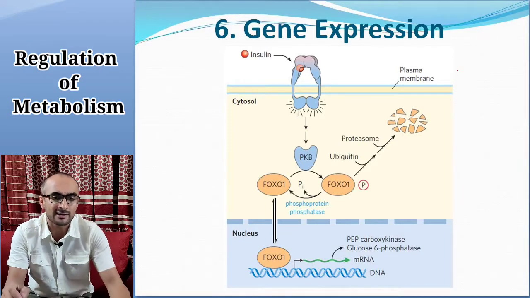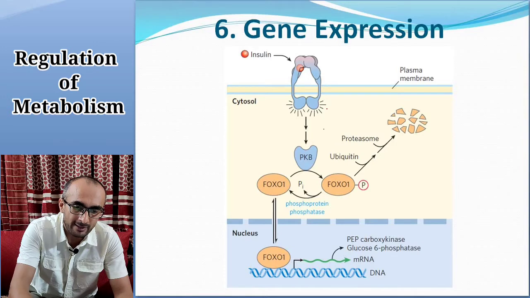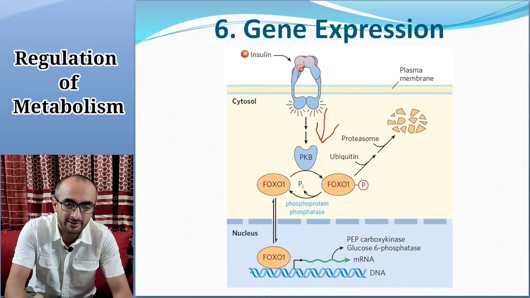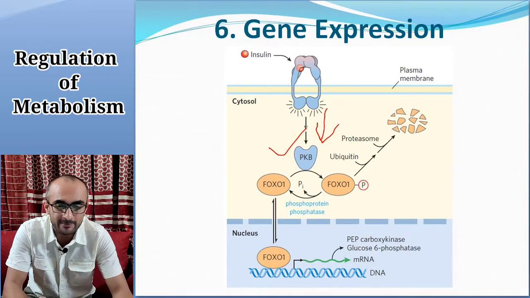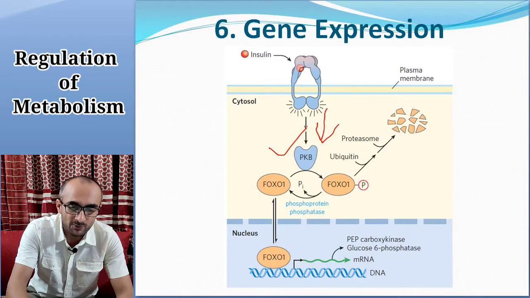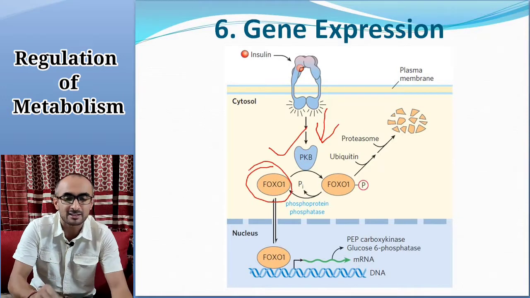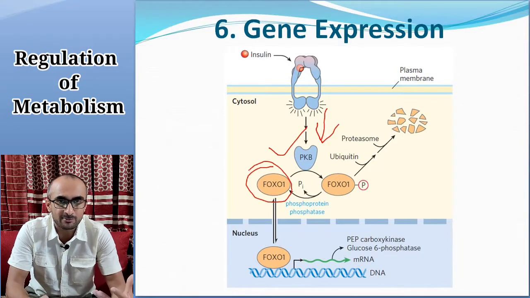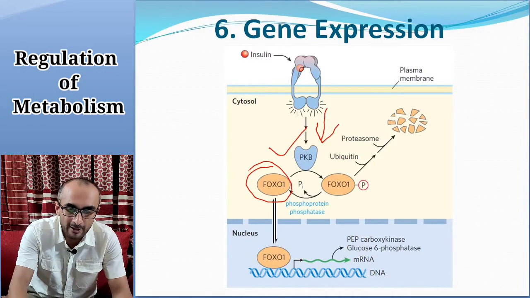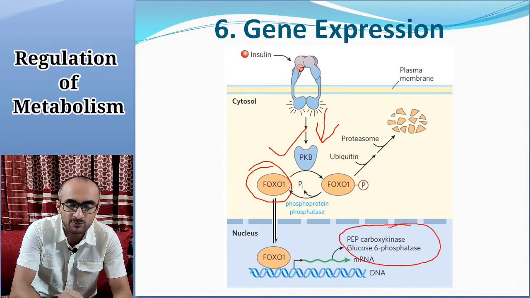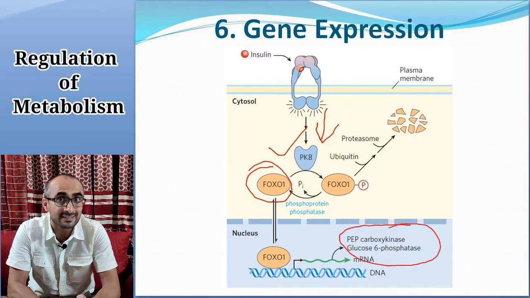So how does insulin do that? Insulin will bind to its receptor on the cell surface, and that will start a cascade of reactions, eventually activating a kinase called protein kinase B, PKB, and PKB phosphorylates, because it's a kinase, FOXO1. FOXO1 is a transcription factor. Transcription factor means it enhances expression of certain genes, and those genes here are PEP carboxykinase and glucose 6-phosphatase. These two enzymes are key enzymes of gluconeogenesis.